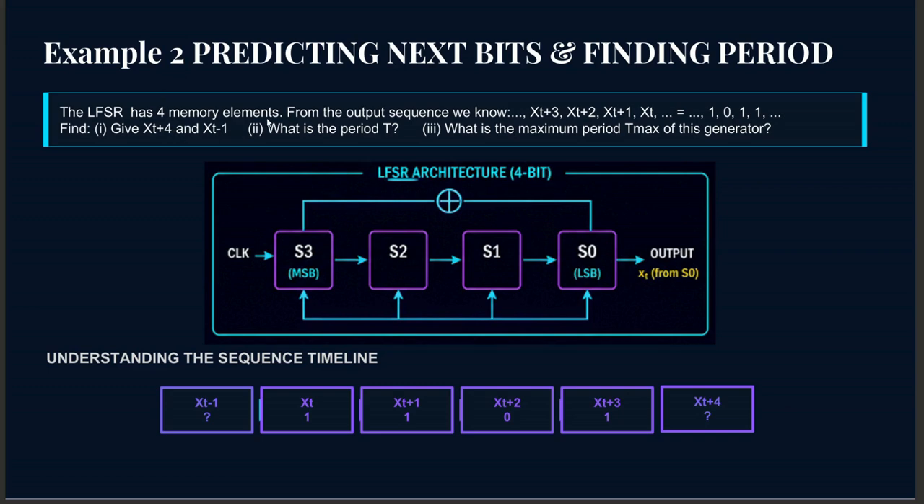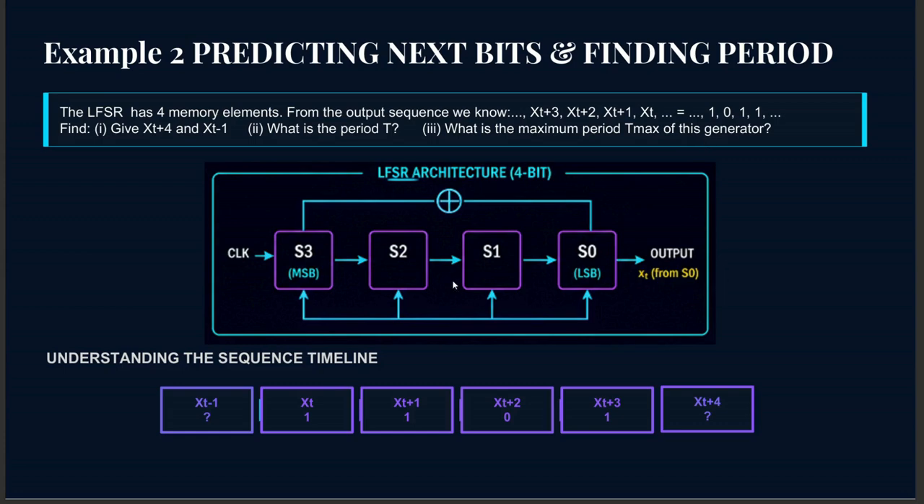The question is: the LFSR has 4 memory elements. From the output sequence, we know that s_t, s_t+1, s_t+2, s_t+3, etc. equal 1, 1, 0, 1, etc. We have to find, first, s_t+4 and s_t-1; second, the time period T; and third, the maximum period T max of this generator.